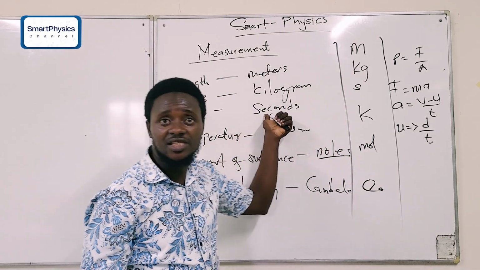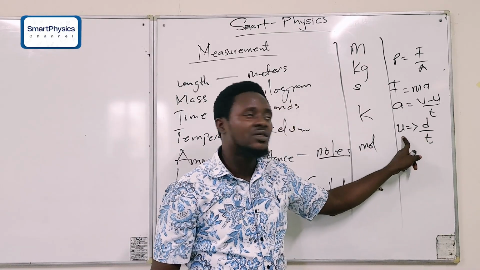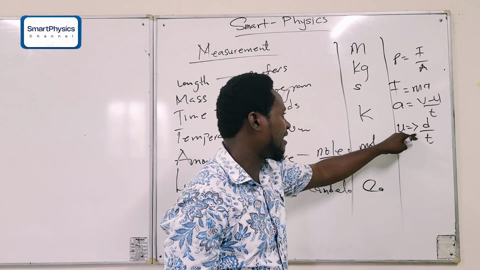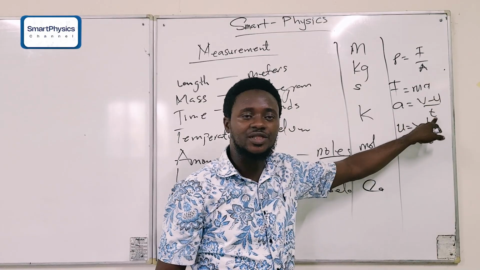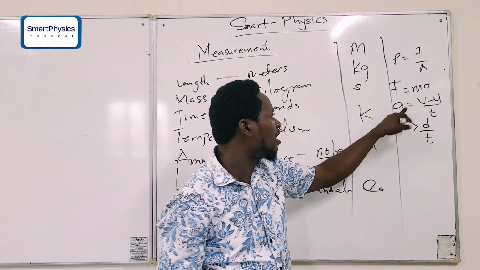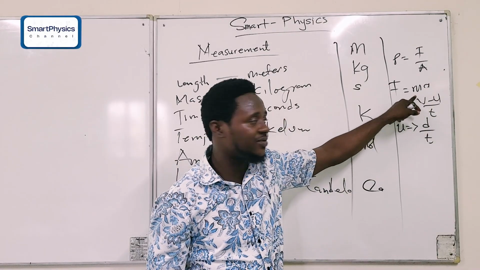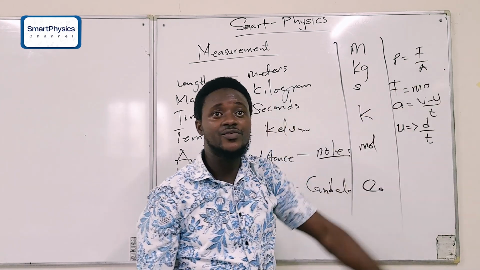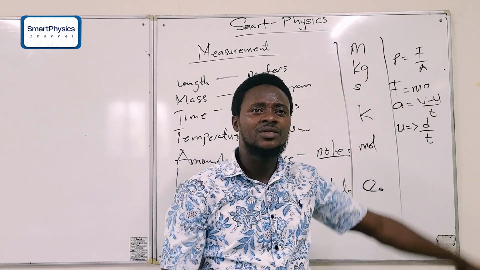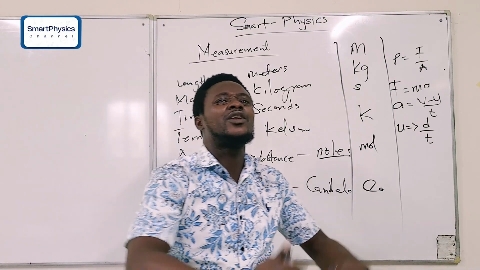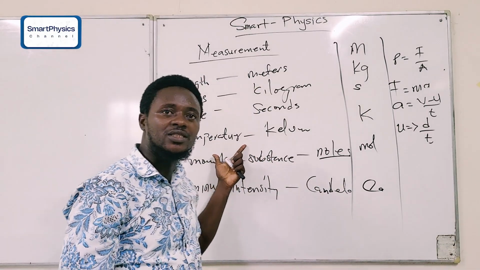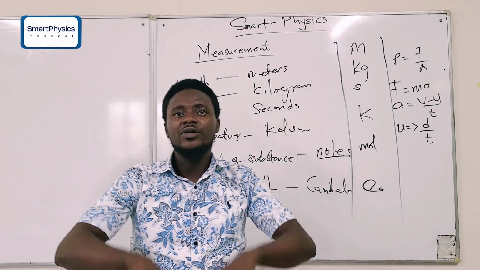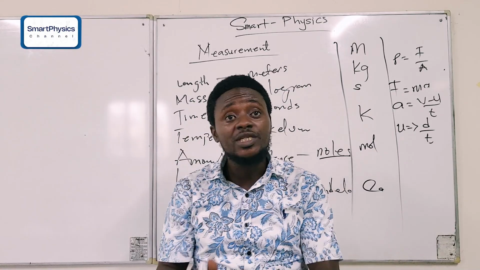Time is measured in seconds. That is giving us the u, our velocity. And a change of it with respect to time is going to give us acceleration. When we multiply acceleration by mass, we are getting force. And when we divide that force by area, we are getting pressure. So this is how we derive other quantities from base quantities, and that is what we call derived quantities. Are we okay?